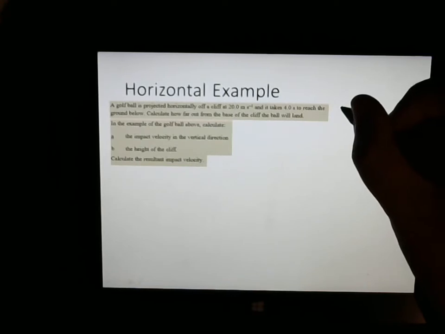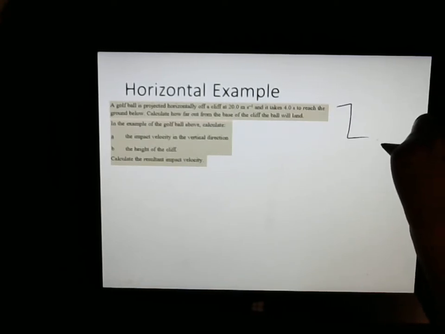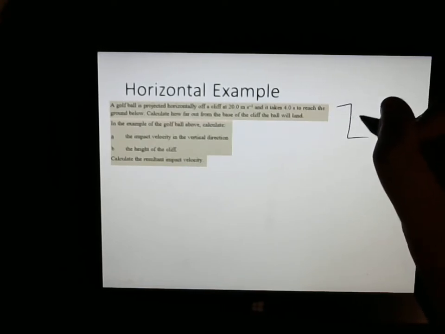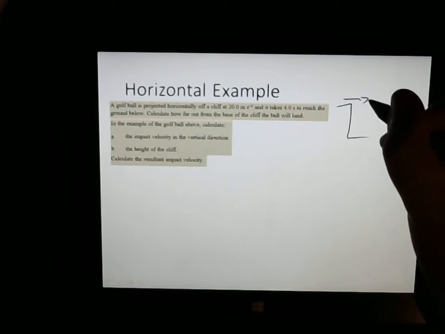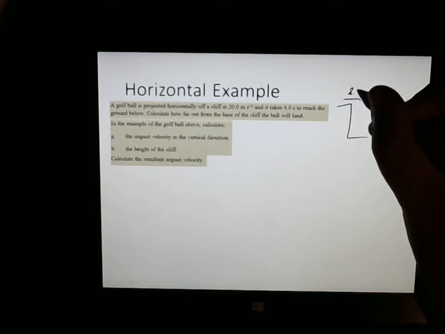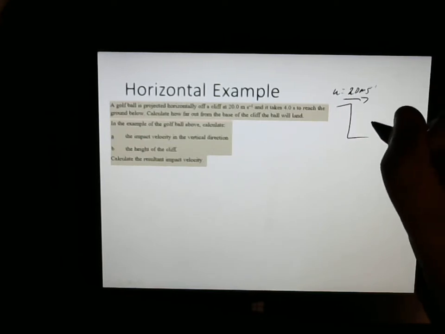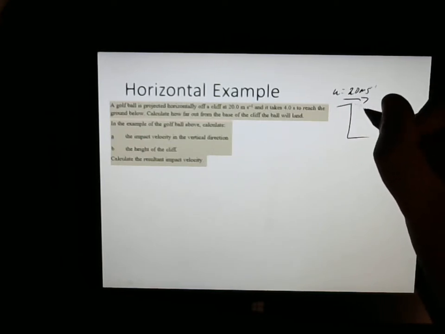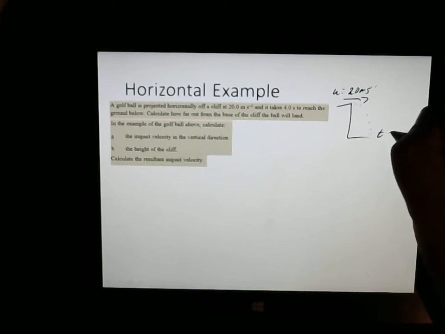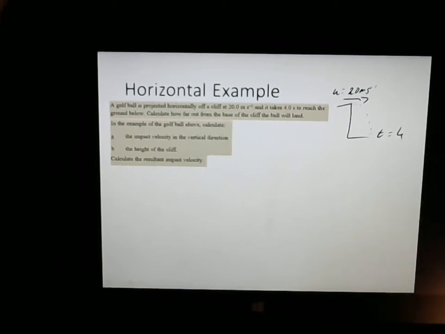Let's do a quick sketch. We have a cliff. We don't know how high it is. We know that its initial velocity that way, horizontal, is equal to 20 meters per second. And we know that the time it takes to go down to the ground is 4. Okay. Now I'm going to use a SUVAT table here.